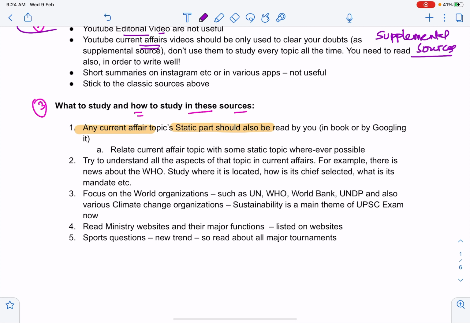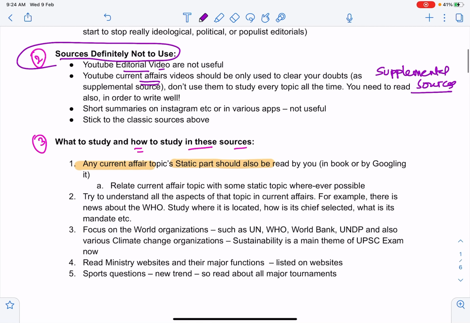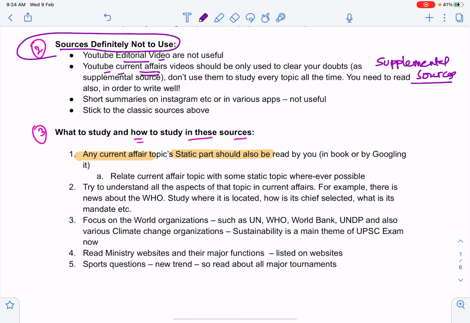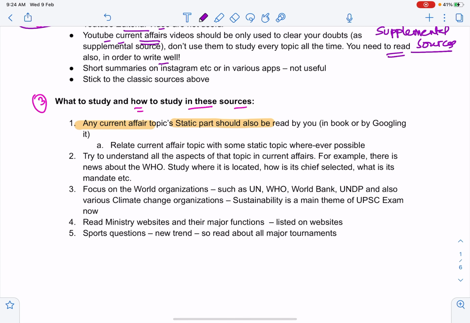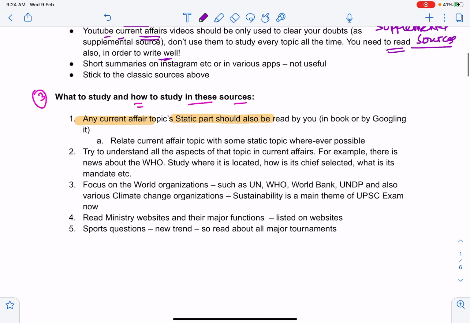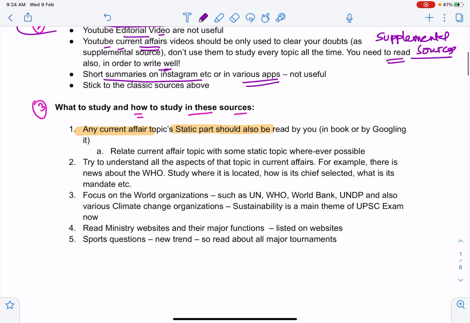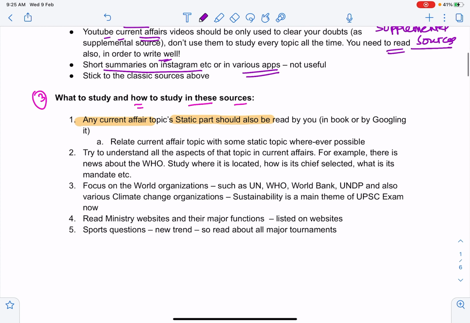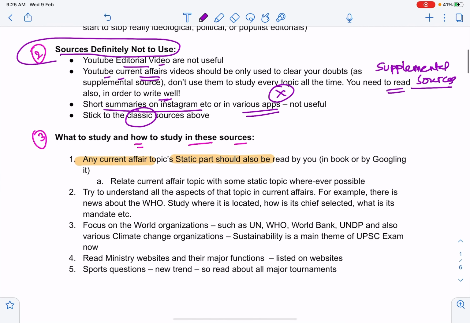Read the main fine print of the Vision magazine or newspaper or Googling topics, but don't use YouTube current affairs videos as the main source of your studying. You need to read in order to write well. That's why I focus on the fact that for UPSC you should read a lot. Don't read short summaries on Instagram or in various apps. There are a lot of apps that have been started by startups for UPSC preparation. I don't recommend them. Just use the classical sources that I've told you above. Classical sources are the ones that make you succeed.